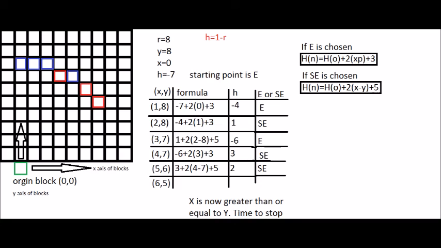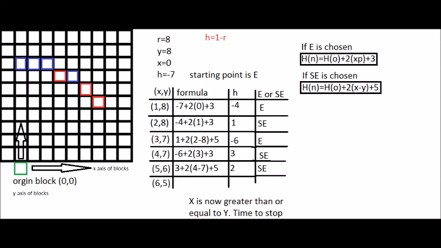The formula, because we went east, to find the change is now going to be negative 7, our previous h, plus 2 times 0, our previous x, plus 3. Always remember to use your previous numbers, because if not, you're going to end up with something wrong. Your math is going to be wrong, and your circle might be askew. So therefore, the answer comes out to be negative 4. Negative 4 is still under 0, meaning that we'll go east again.